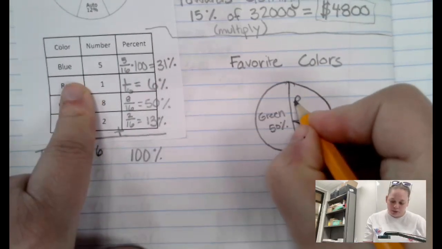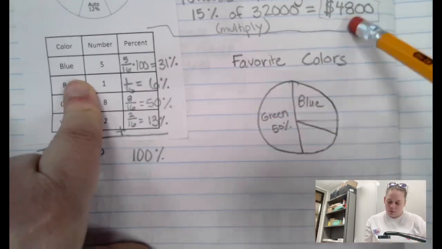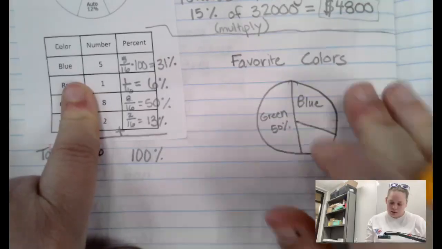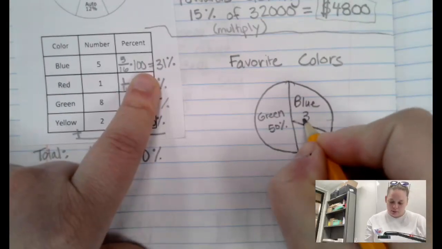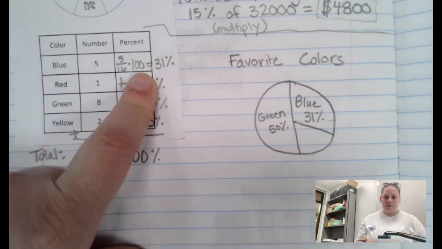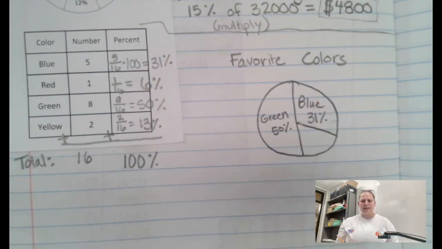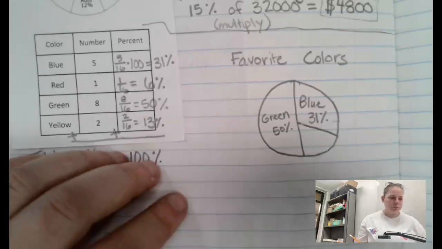Okay, so I just use that as my guide. And this one is blue. And again, I'm going to label it. That way the person that's reading this knows that I meant this to be 31%. It's not exact. It's an estimate.